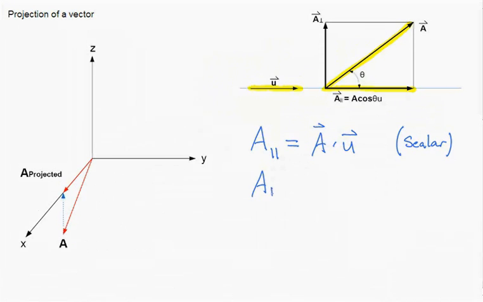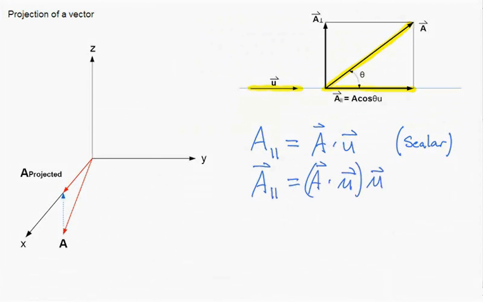To find an actual vector that has a direction, you need to do the same thing, dotting these two vectors together, but then also multiplying it by the unit vector again of the direction of the projection.